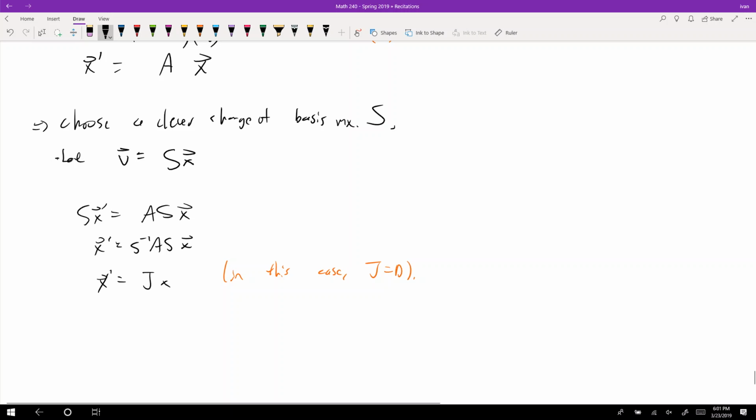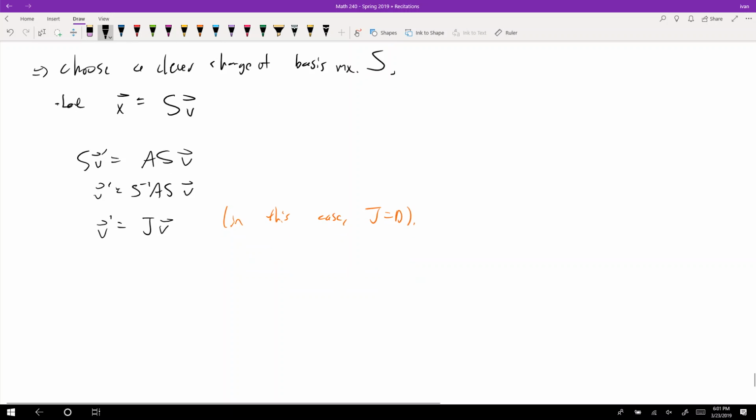Okay, the terminology is just a little bit wrong here. This should be x is equal to S V, I think, and then V is equal to A S V inverse, and then just change the x's to V's. V prime is equal to J V. Sorry about that. So change that to V. And let V be equal to, let's say, x tilde, y tilde.